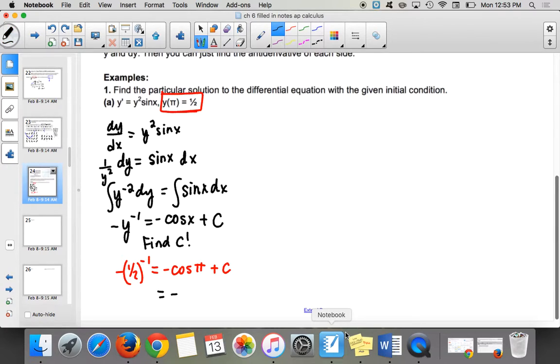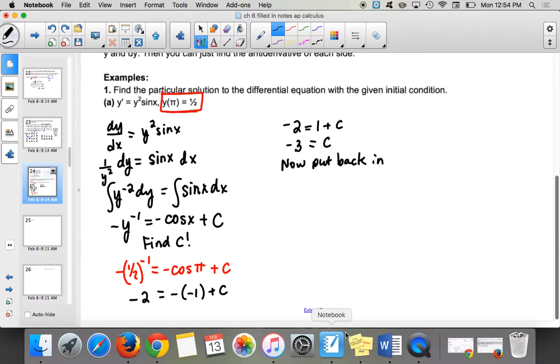So I get negative, and then cosine of pi is -1. And then if I have 1/2 to the -1, that's 2, and then I have that negative out front. So I have -2 is equal to 1 plus c, so c is equal to -3. Now put back in.